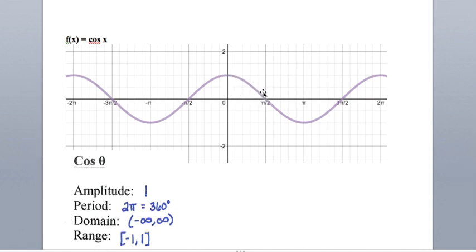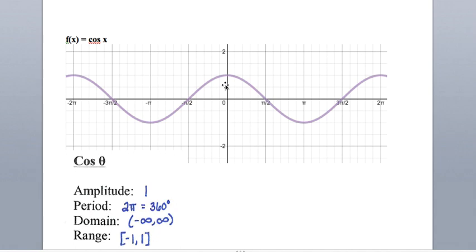And so when we look at this graph, its amplitude is still 1. It goes up 1 and down 1 from that midline. It still takes 360 degrees, or 2 pi radians, to get through one cycle. Domain, same as the sine, negative infinity to positive infinity. Range, also same as the sine, negative 1 to positive 1. So it's not the same graph, but it has a lot of similarities. Mostly make sure that you note that this starts at 1 and the sine graph starts at 0 instead.